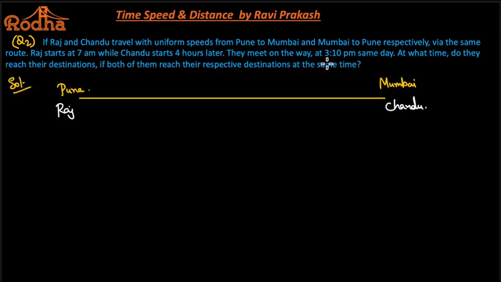And Raj starts at 7 a.m. in the morning. Chandu is starting at 11 a.m., that is 4 hours later. So what is happening now? They meet on the way at 3:10 p.m. on the same day. Look, they have not started at the same time. Let's say for example, they meet at this point at 3:10 p.m.